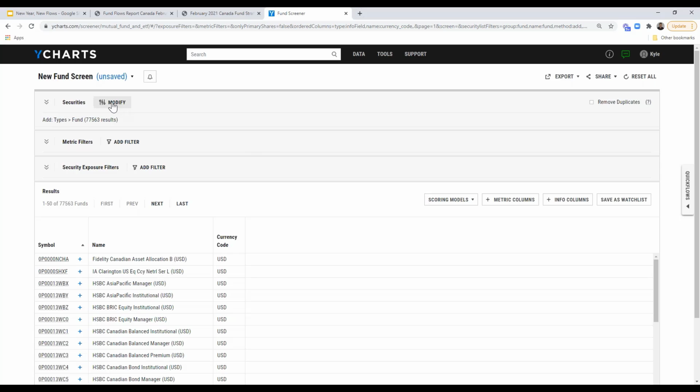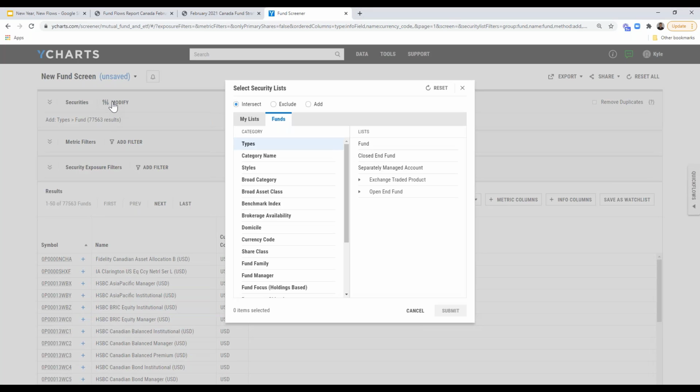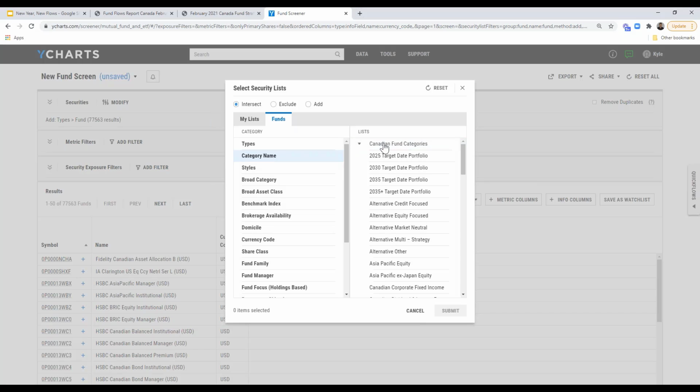So I'm going to click on the modify button here to get things going. That's always my first step. And usually the quickest and easiest way is to filter by category name. So I choose category name, Canadian fund categories. And what I'm going to do is scroll down and grab emerging markets equity, just because that's something that's of interest. It's coming up a lot in conversation, and you have the idea of the falling US dollar. So I'll go ahead and click submit.